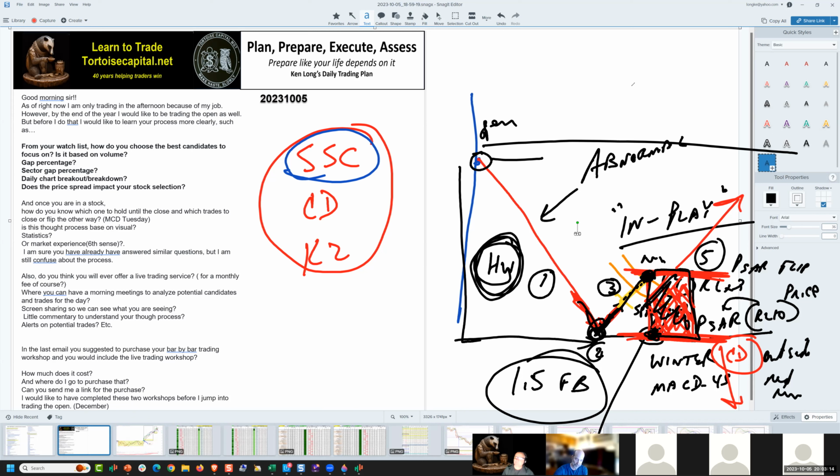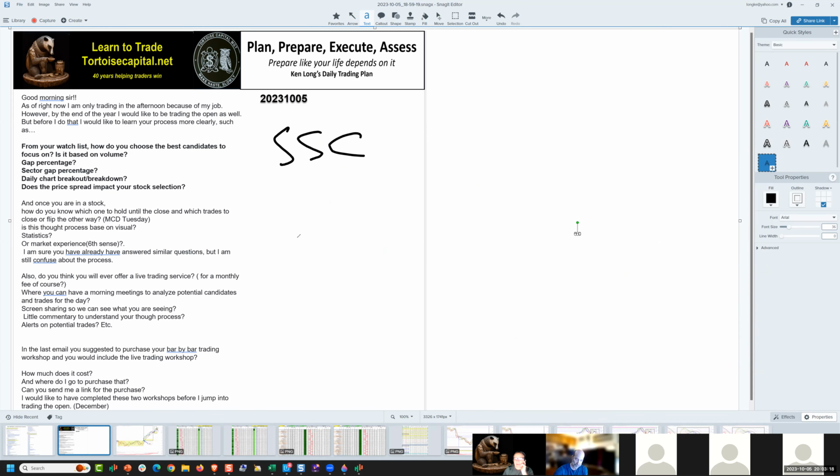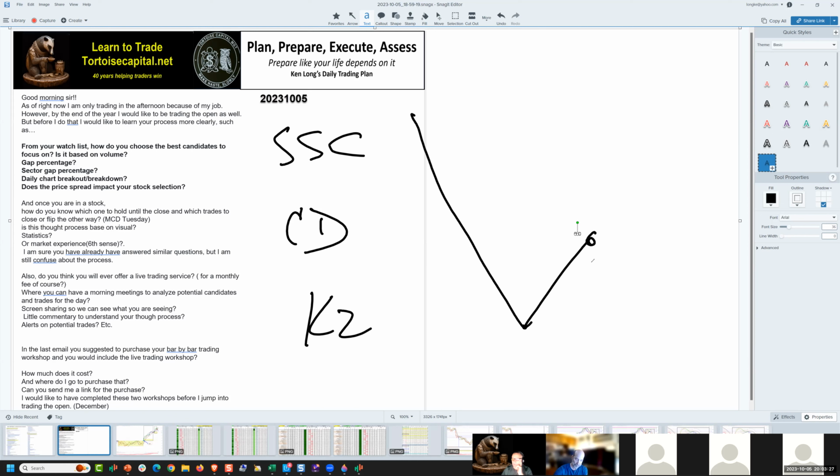Now, so the three patterns again: SSC, collapsing dragon, and the Kata 2. So we have a harsh winter, the SSC has formed, we have a risk box, we have a long entry on the SSC.